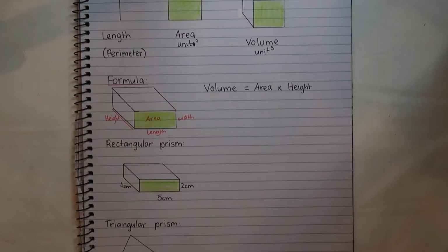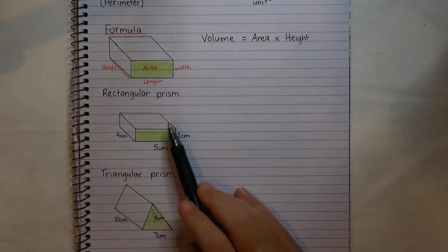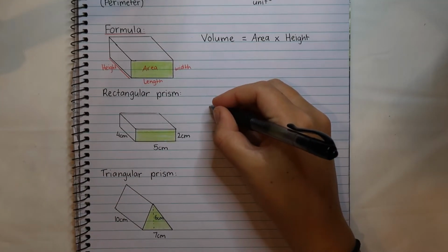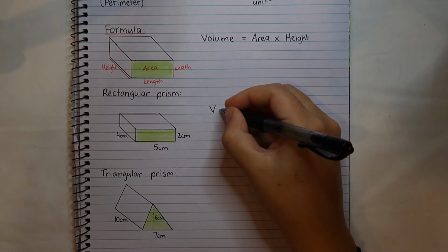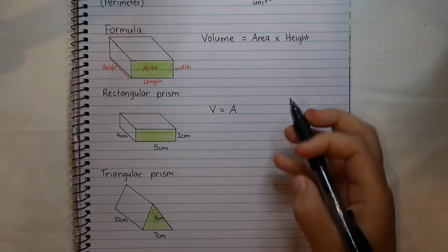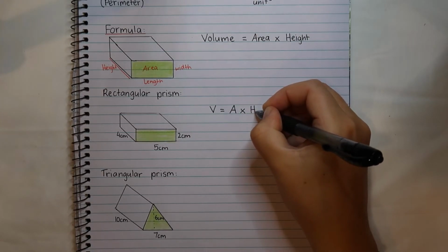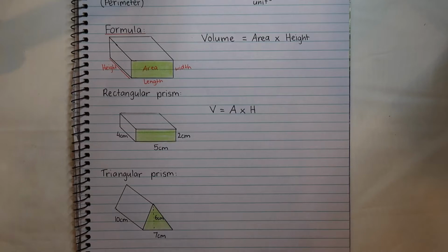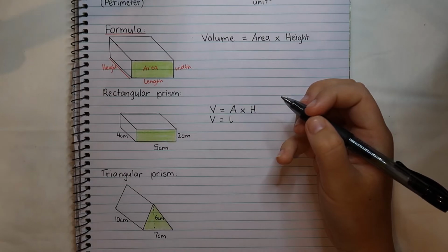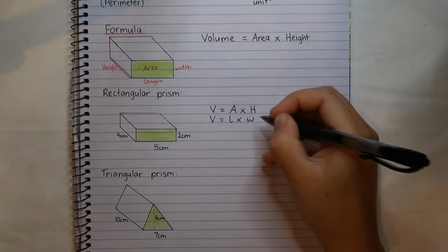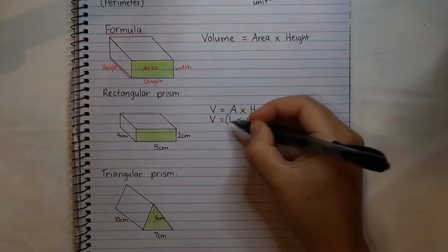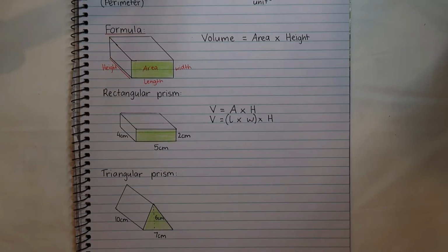So let's have a look at an example. So we're going to do a rectangular prism to start with. So we know that our formula is volume. So we're going to say V for volume is equal to the area of our base shape, which is colored in green, times H, which is our height. In this case, the area of a rectangle is equal to length times width times H. So in brackets here, that's what A is. A is length times width.